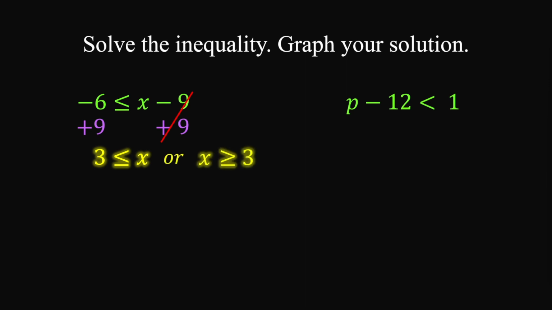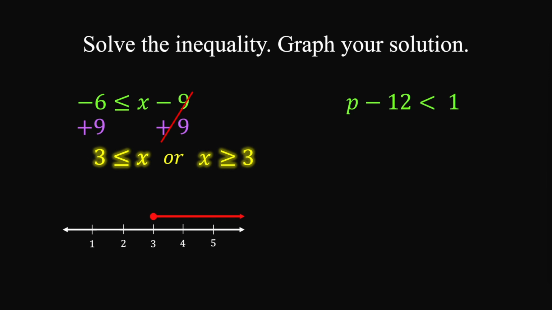On the number line, we place 3 in the middle and label numbers to the left by decreasing and numbers to the right by increasing. With x being greater than or equal to 3, we use a closed circle at 3 and draw an arrow to the right, illustrating that any number greater than or equal to 3 is a solution.